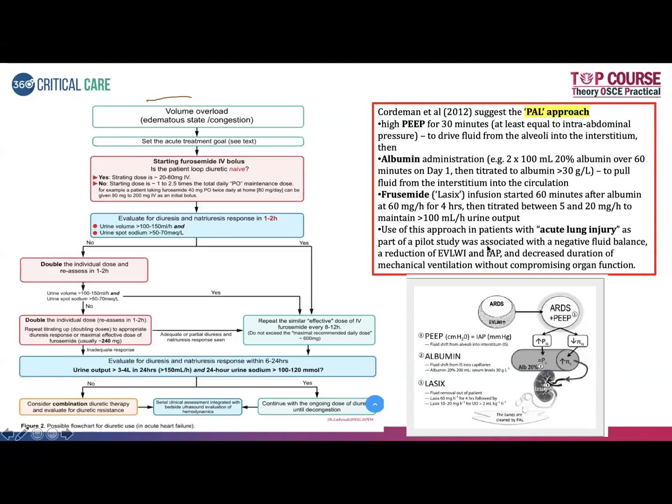So this approach was initially tried in acute lung injury patients, and they targeted a negative fluid balance and found a reduction in the extravascular lung water index. The intra-abdominal pressure had also come down. So this is beneficial by decreasing the duration of mechanical ventilator days without compromising organ function. So this is your PAL approach.